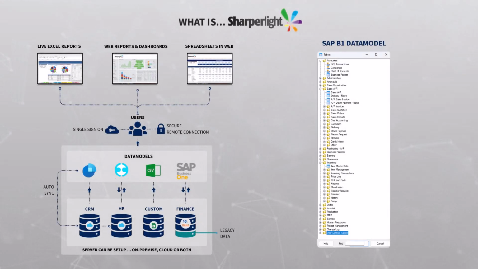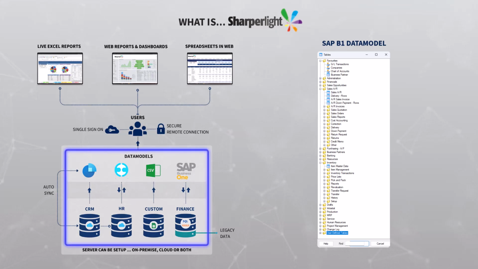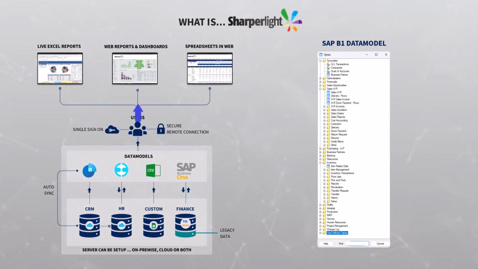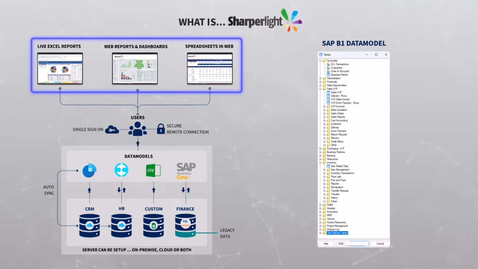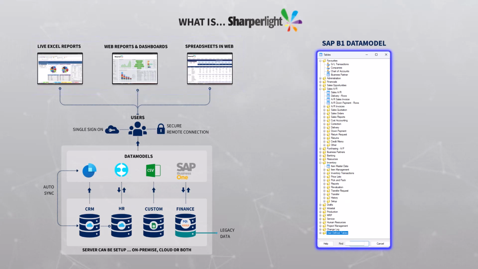Sharperlight is an easy-to-use self-service reporting tool. Sharperlight can plug into multiple systems, unifying all your data live to the presentation layer of choice. The data models are logically built based on the ERP you connect to. This humanizes the data to drag and drop and build reports with no technical skills needed.